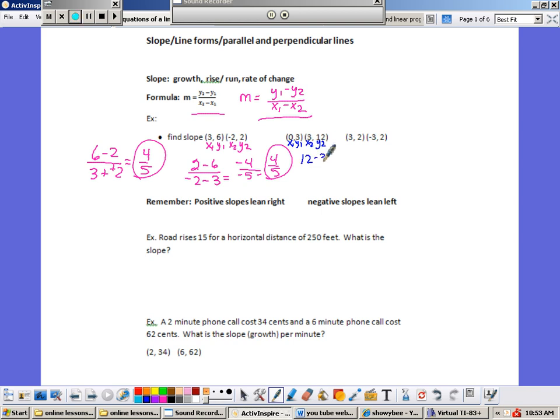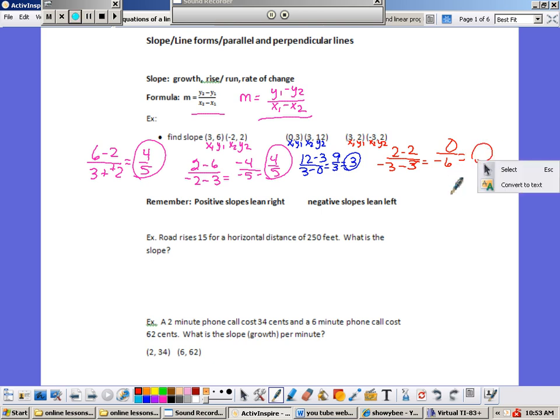So 12 minus 3 over 3 minus 0, 9 over 3, 3. Next, x1, y1, x2, y2: 2 minus 2 over 3 minus negative 3, which is 0 over 6. Well, 0 over 6 is 0. What that tells you is that this is going to be a horizontal line, and it has a slope of 0.